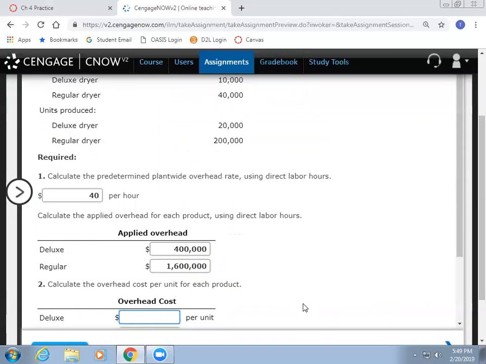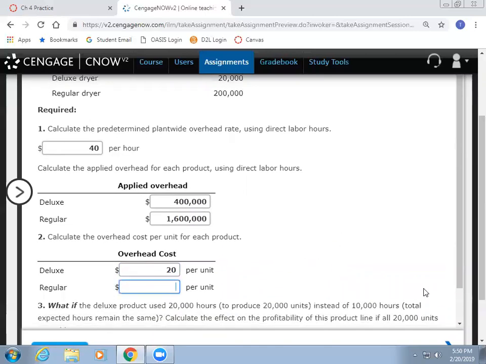We just take our 400,000 divided by our 20,000 units. So 400,000 total overhead divided by 20,000 units. Our overhead cost per unit is $20. And then we do the same for regular, 1.6 million divided by 200,000 units. So what's the regular overhead cost per unit? 8, very good.